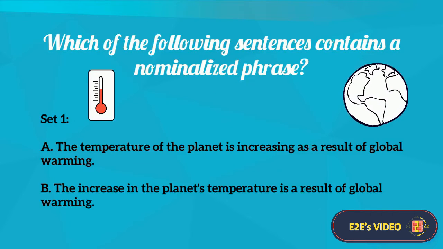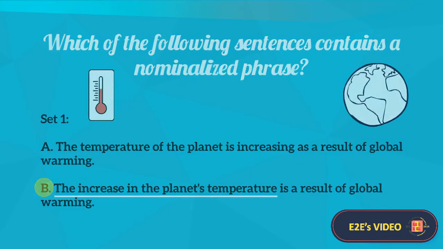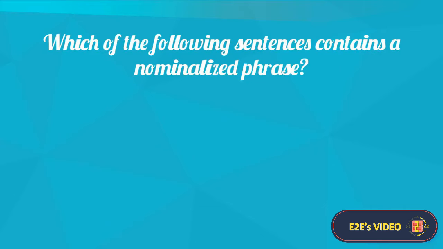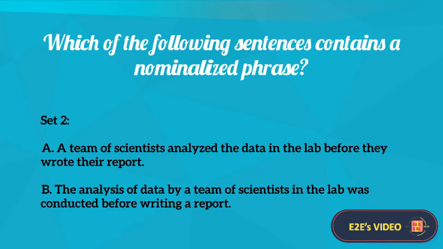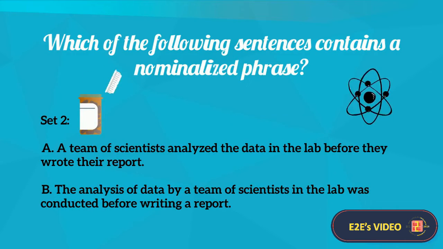The answer is B. The nominalized phrase is the increase in the planet's temperature. Let's continue with set number 2. A. A team of scientists analyzed the data in the lab before they wrote their report. B. The analysis of data by a team of scientists in the lab was conducted before writing a report.